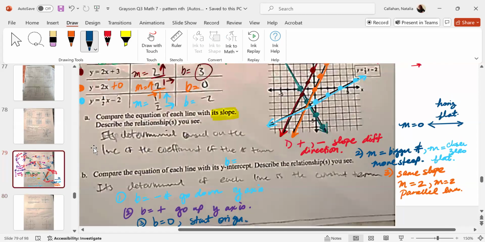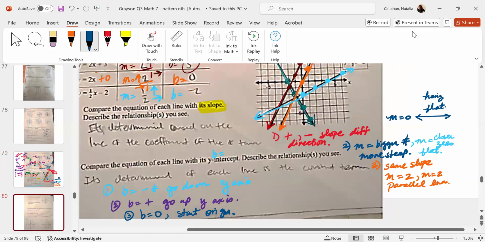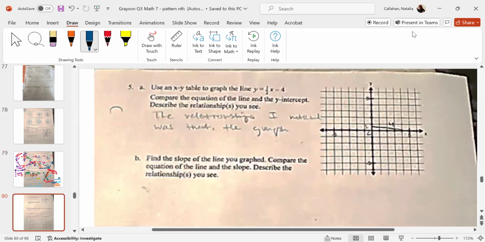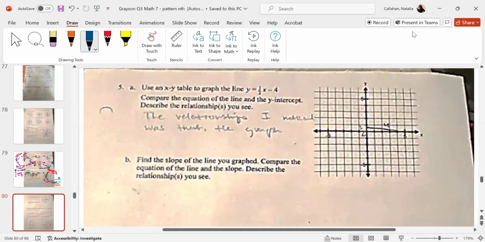All right, so in the pause, I'm gonna have you go ahead and rewrite this or write whatever to make sure you have those. Going on to the next page. 5. Read, please. Use an XY table to graph the line y equals 1/2 x minus 4. Compare the equation of the line y-intercept. Describe the relationships you see.